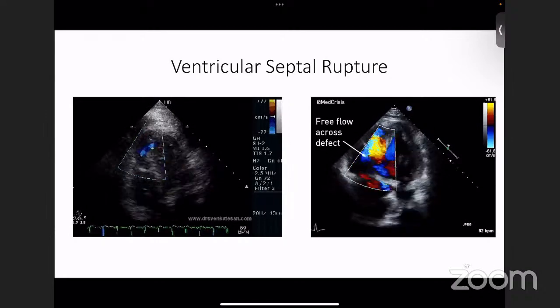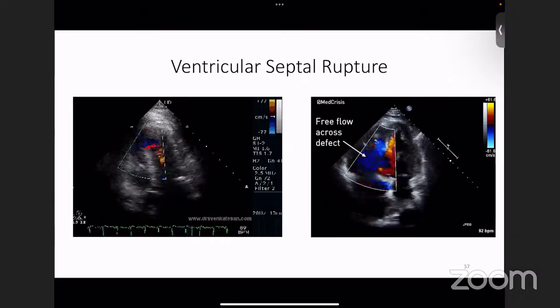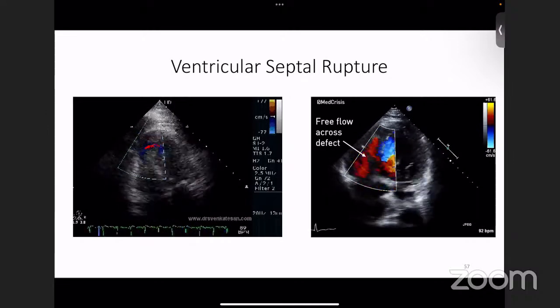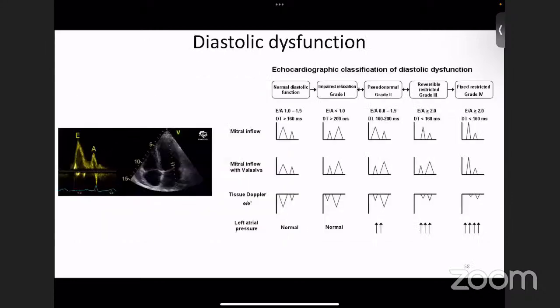Then you apply a color probe, and this is what you are going to see. There is a rent in the LV septal intraventricular septum, and this is a ventricular septal rupture. Then coming to the diastolic dysfunction, one of the causes for pulmonary edema and breathlessness.